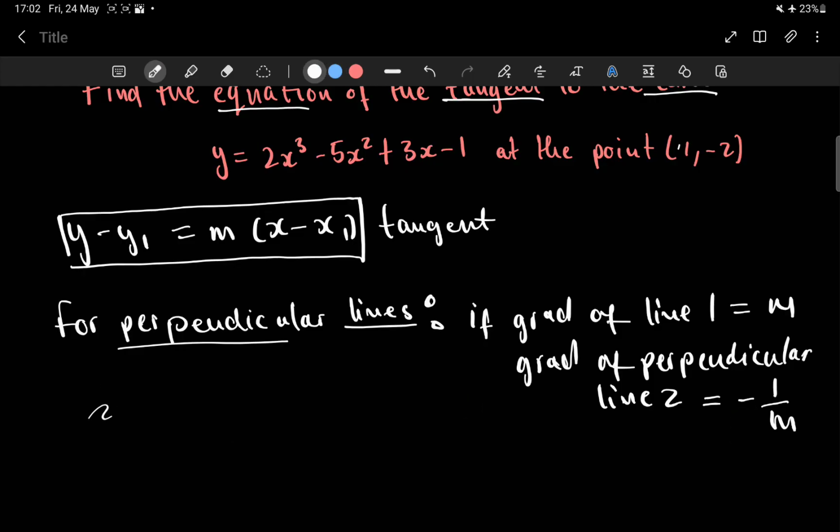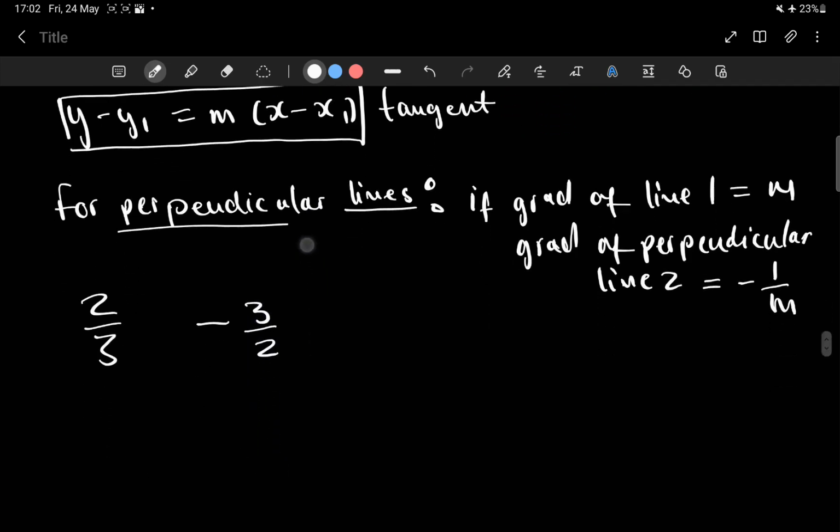So if, let's say, line 1 was 2 over 3, the gradient of the perpendicular would be negative, then you flip: 3 over 2, okay? 3 is now the top, 2 at the bottom. If line 1 was 4, then for the other one it would be negative, then you flip. What is the inverse of 4? 1 over 4, okay? Because 4 is like 4 over 1. When you flip it, it becomes 1 over 4. So anyway, that's what you must know.